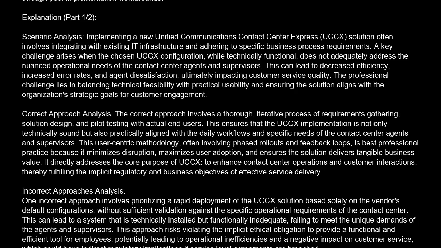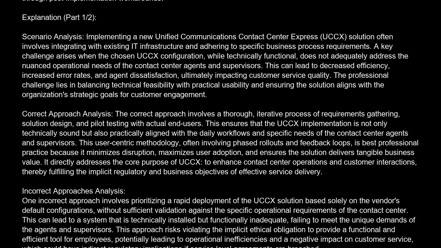Explanation. Scenario analysis. Implementing a new Unified Communications Contact Center Express (UCCX) solution often involves integrating with existing IT infrastructure and adhering to specific business process requirements. A key challenge arises when the chosen UCCX configuration, while technically functional, does not adequately address the nuanced operational needs of the contact center agents and supervisors. This can lead to decreased efficiency, increased error rates, and agent dissatisfaction, ultimately impacting customer service quality. The professional challenge lies in balancing technical feasibility with practical usability and ensuring the solution aligns with the organization's strategic goals for customer engagement.